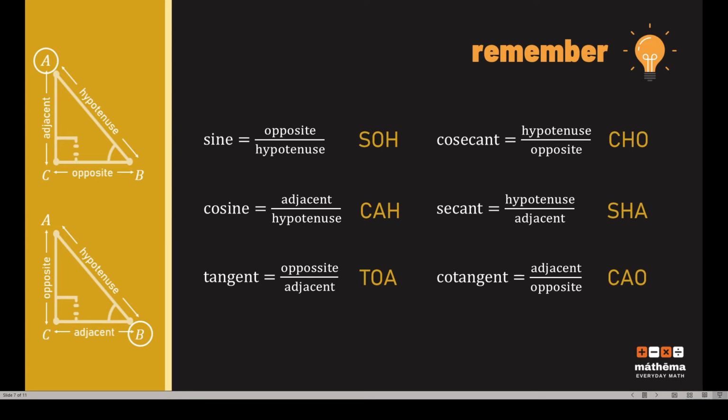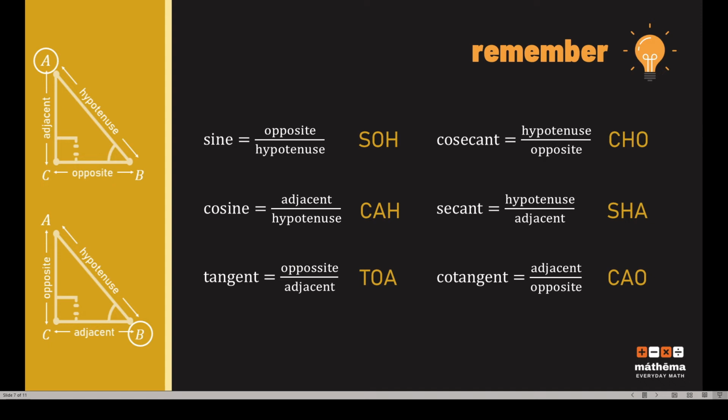So if you have a hard time remembering the ratio of the sine of the angle, just remember these mnemonics: SOH-CAH-TOA, CHO-SHA-COW. O is for the opposite, H is for the hypotenuse, and A is for the adjacent side.